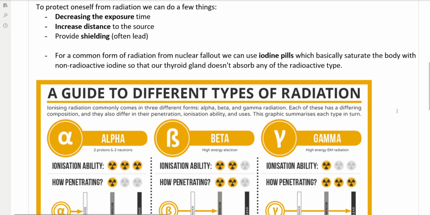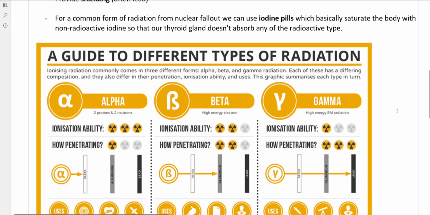It doesn't work for all radiation. It's just the common radioactive iodine that it is preventing. But it is a big deal when we're talking about nuclear fallout, basically from nuclear explosions or nuclear meltdowns. We talk about the need for iodine pills.